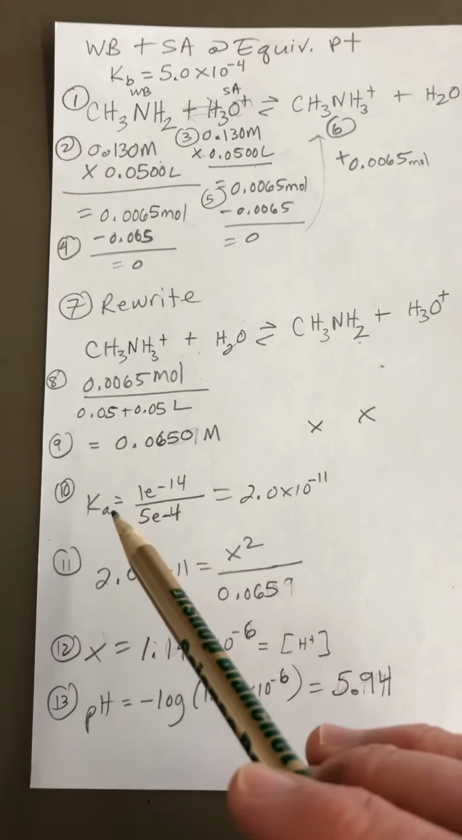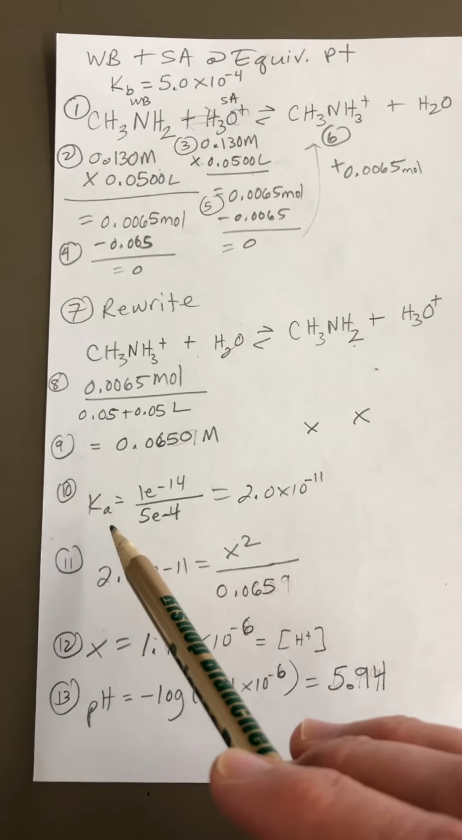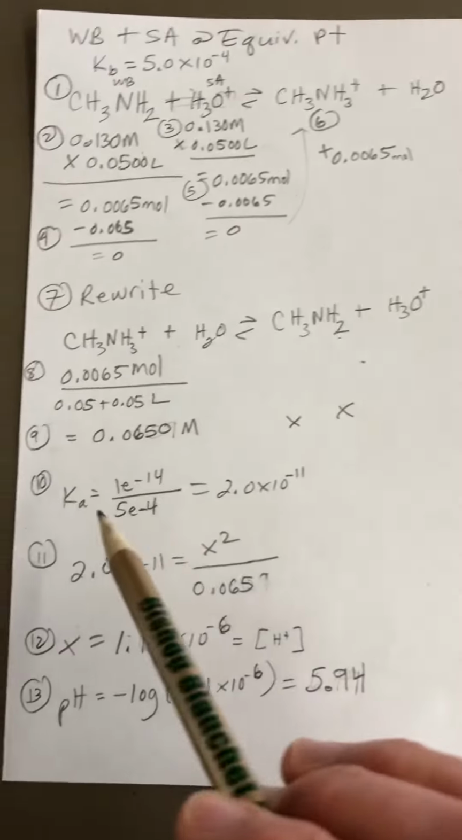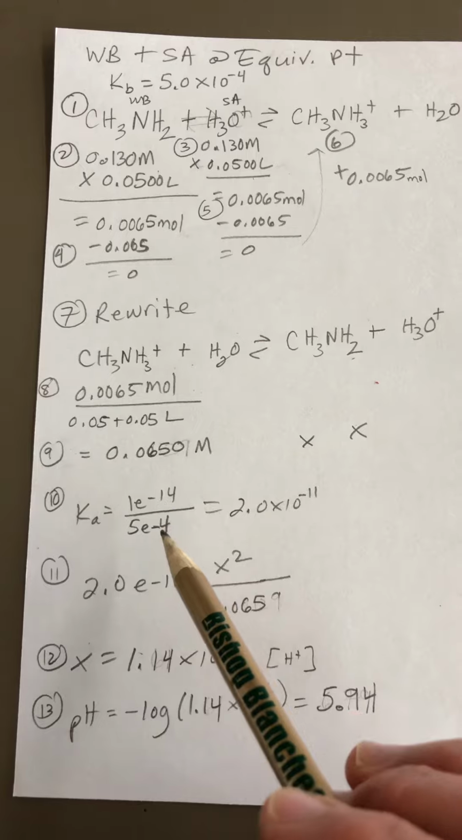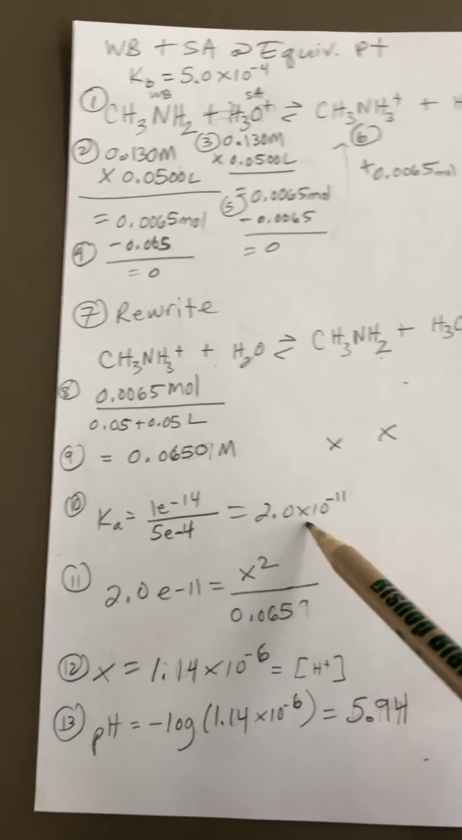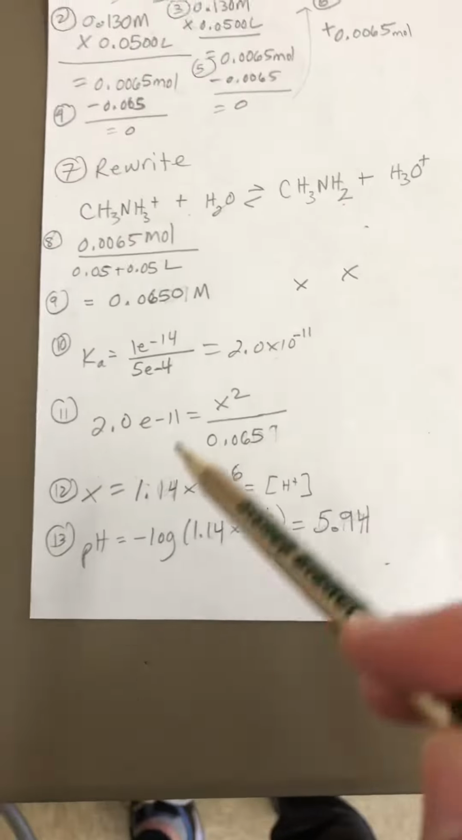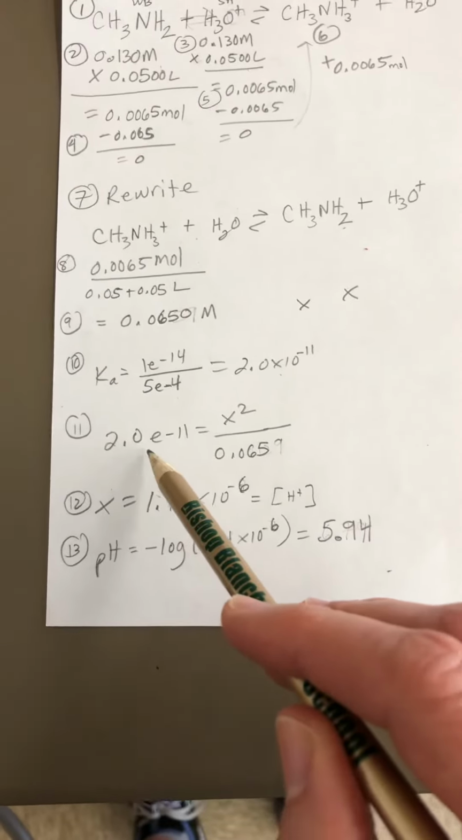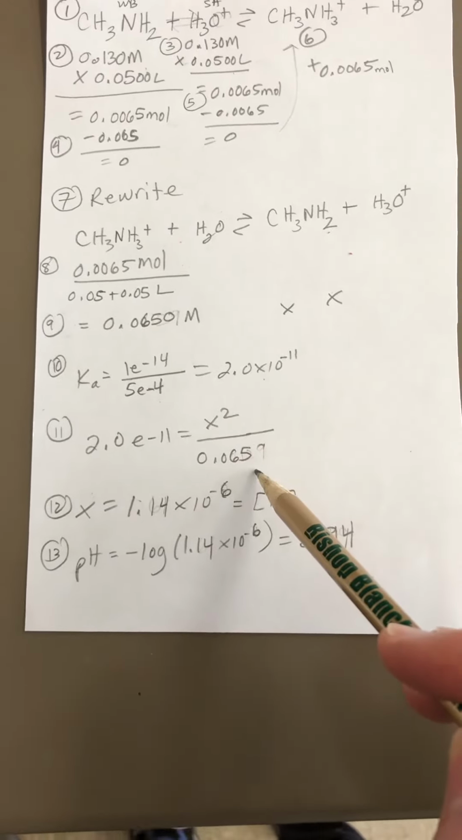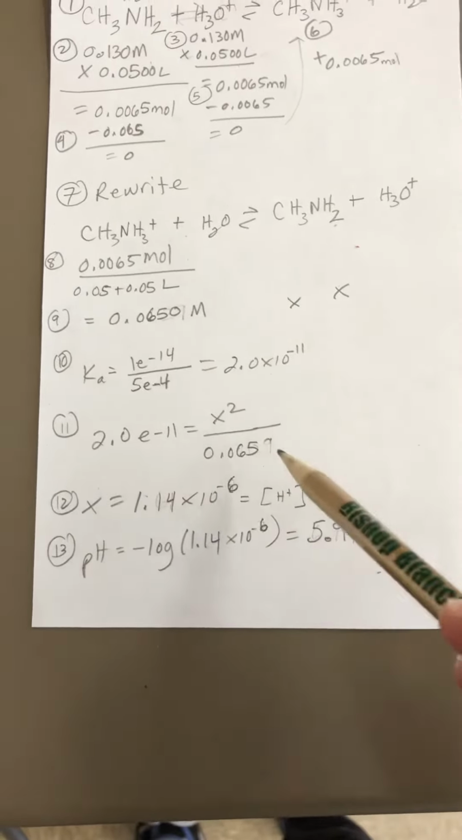And so we need to have our equilibrium expression. We were given Kb, but we need Ka because we're talking about acid here. So we do 1e minus 14 divided by 5e minus 4, and we get this for our Ka. And then we plug it into our equilibrium expression. So 2e minus 11 equals x squared divided by 0.065. It's that number right there.